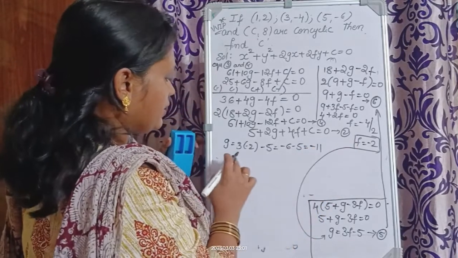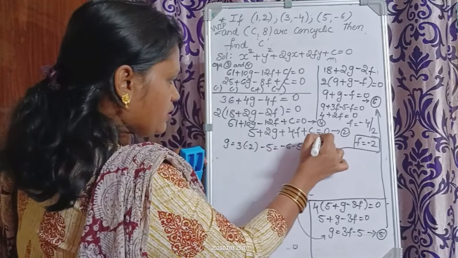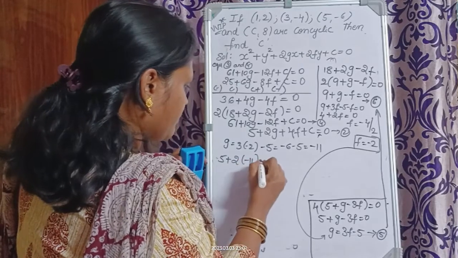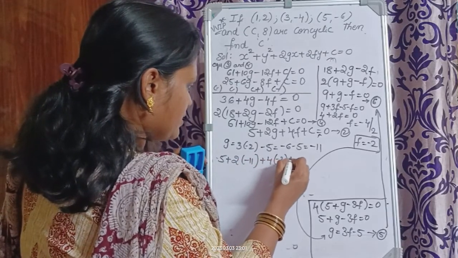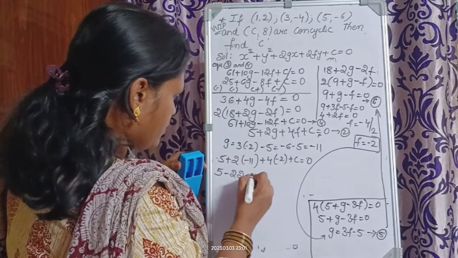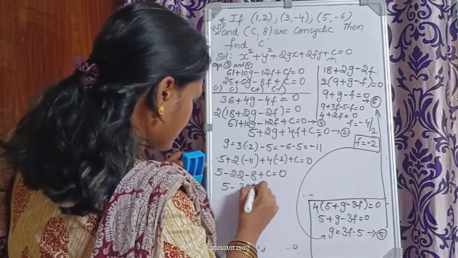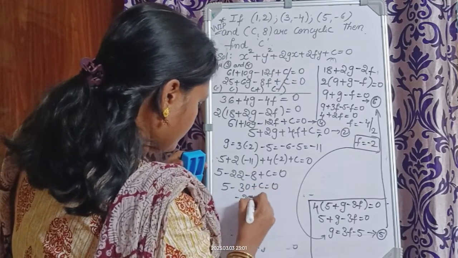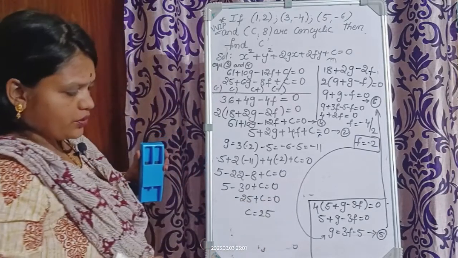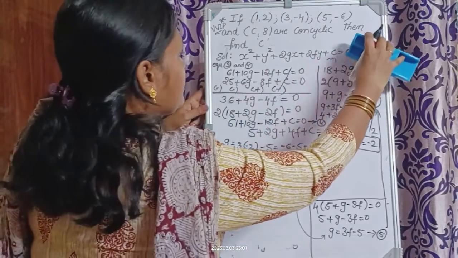Right? Now substituting g and f values in any one of these equations, I will substitute in equation 2. I will get 5 plus 2 times g, which is minus 11, plus 4 times f, which is minus 2, plus c is equal to 0, which means 5 minus 22 minus 8 plus c is equal to 0, or 5 minus 30 plus c is equal to 0, minus 25 plus c is equal to 0. In other words, c is equal to 25. Now that we got the value, I'll just erase it.